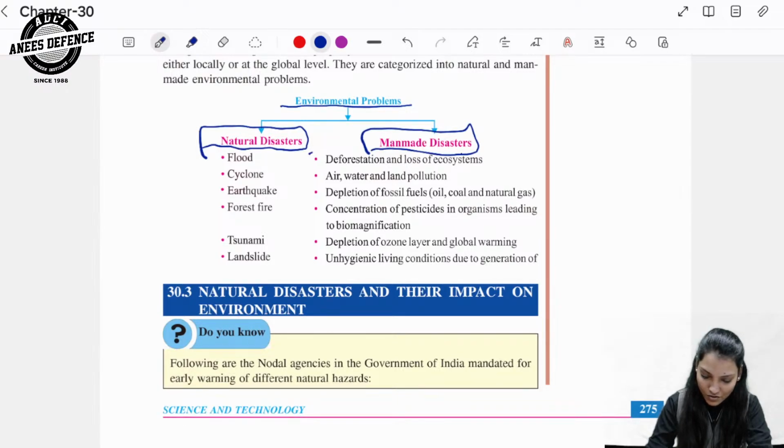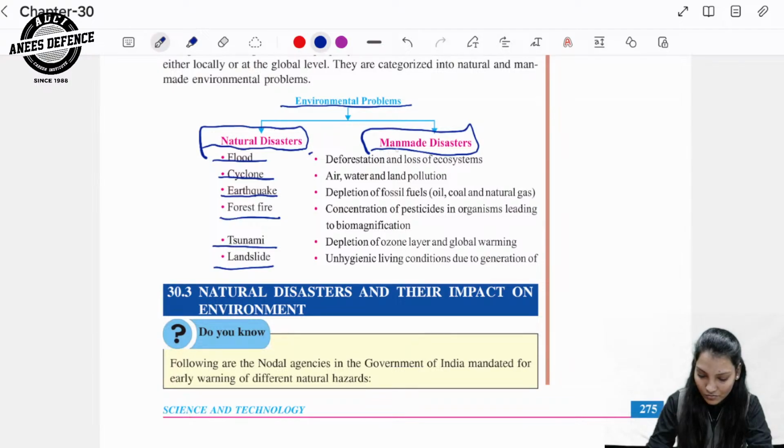So we'll start with the natural disaster. First is flood, second cyclone, third earthquake, fourth forest fire, tsunami and landslide. So this is the list of natural disasters. We are going to study all these disasters in detail one by one.